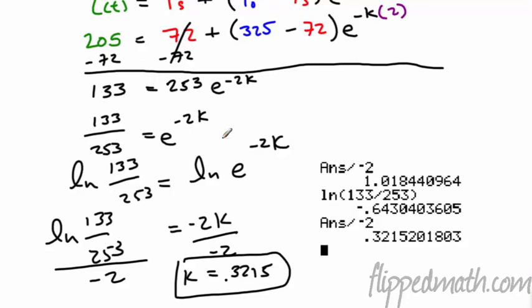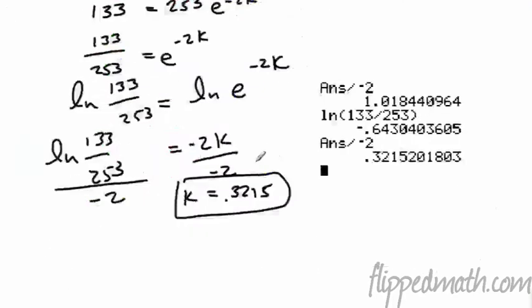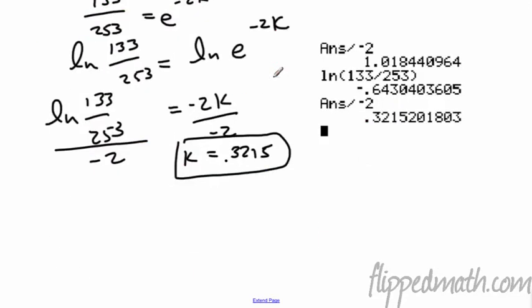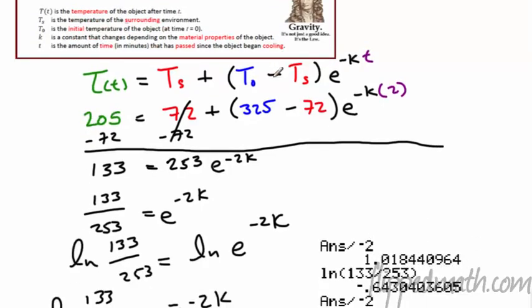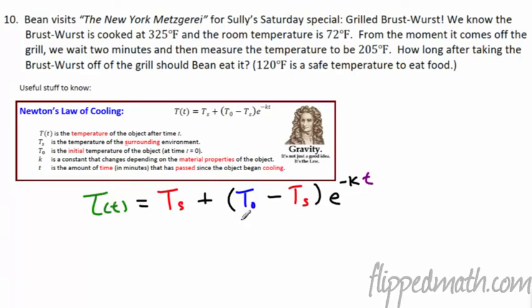All right, we're not done yet, though, because we want to know after how long, so finding a value of k doesn't really answer our question: after how long should Bean eat the Brustwurst, assuming that 120 degrees is the safe temperature. So we need to go through this whole process again. I'm going to delete all this stuff here. I am going to leave the original equation though.